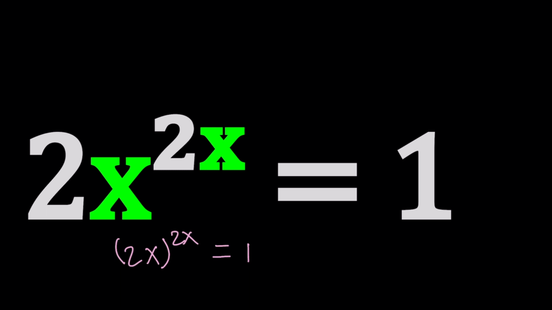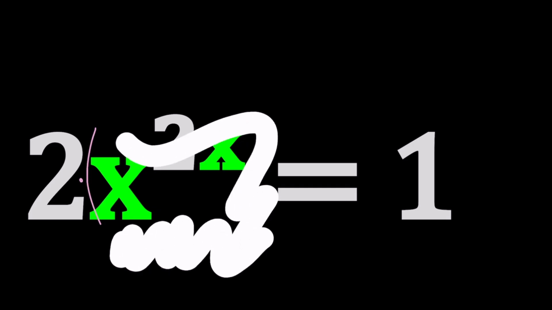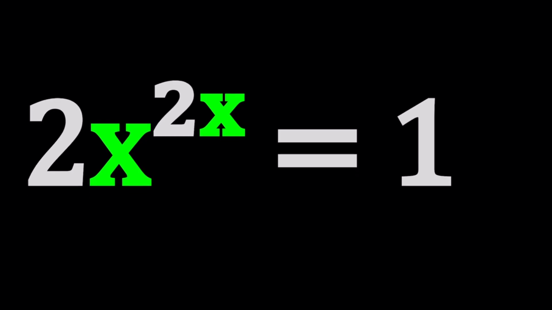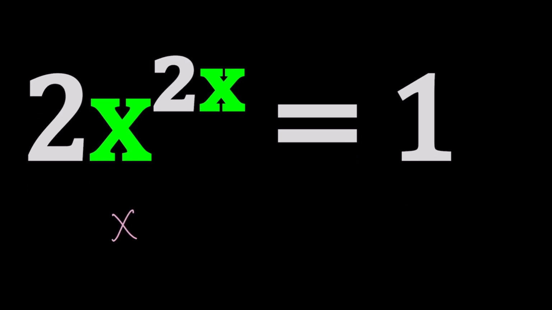But this is different. Notice that order of operations dictates that we do the exponentiation first and then we multiply by 2. So that's how we're going to treat this problem. Okay, so in order to simplify this a little bit, let's go ahead and divide both sides by 2. That gives us x to the power 2x equals 1/2.